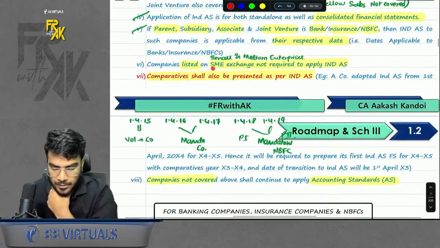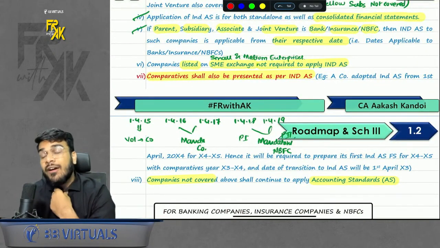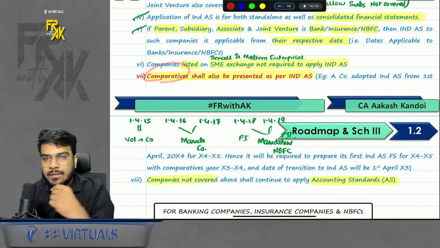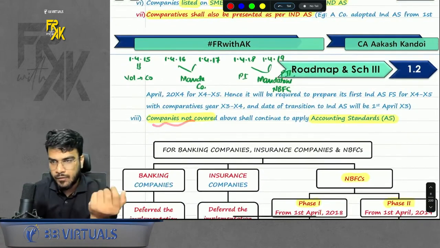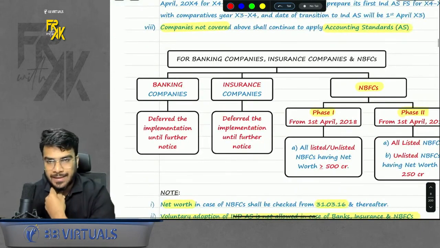Apart from this, if you are listed on an SME exchange, then you will not have to apply IND AS, right? Also, if IND AS becomes applicable, the comparatives should also be presented as per IND AS, and the companies which are not covered above will continue to apply AS, right? This was for companies. Now let's move on towards banking and insurance companies.